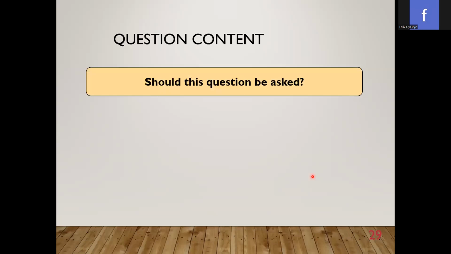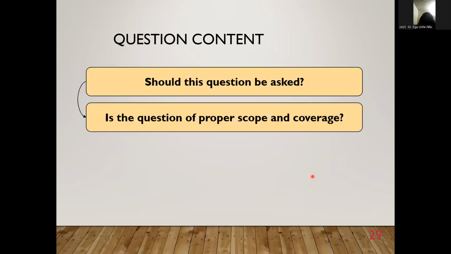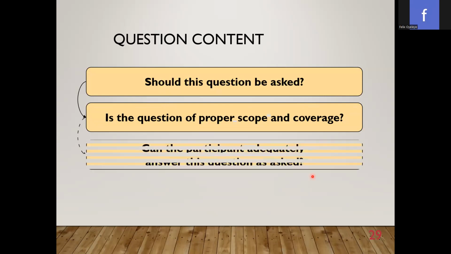Okay. So question content: should this question be asked? Now, it is important to understand the philosophy of your target population. There are certain questions that people are always reluctant to answer. You are asking about how many children they have and things like that, or if they are married. Some people may not be disposed to answer that kind of question. So it's important to understand the philosophy, the culture, the norm of the target audience, which is very, very important.